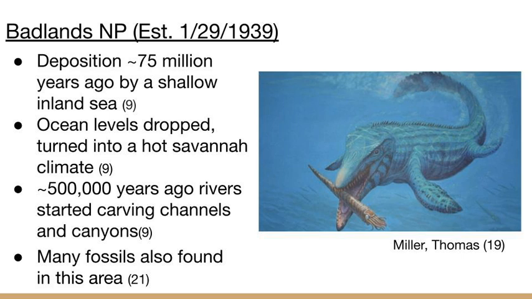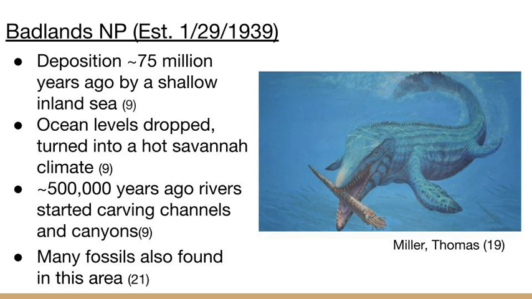Lastly is Badlands National Park, located in South Dakota. As stated in the Geologic Formations article by the National Park Service, there are many layers of sedimentary rocks exposed in the park. Deposition of the bottommost exposed layer from around 75 million years ago is evidence of the warm, shallow sea that covered the area during that time. After the sea levels dropped several thousands of years later, the area turned into a hot savanna-like climate.